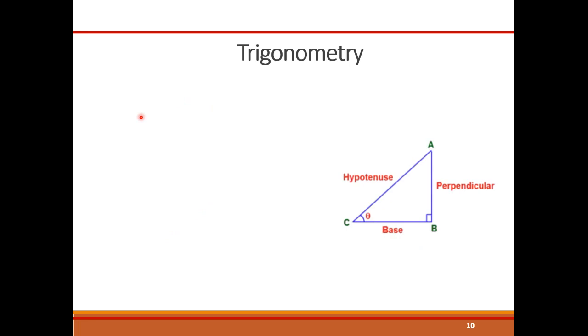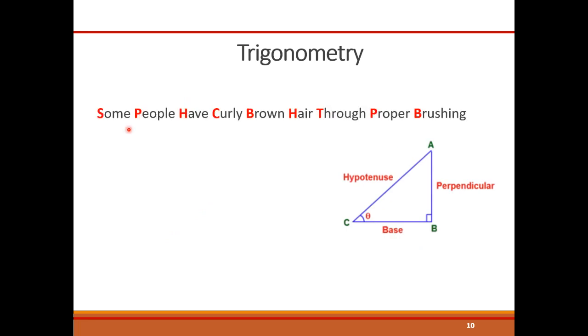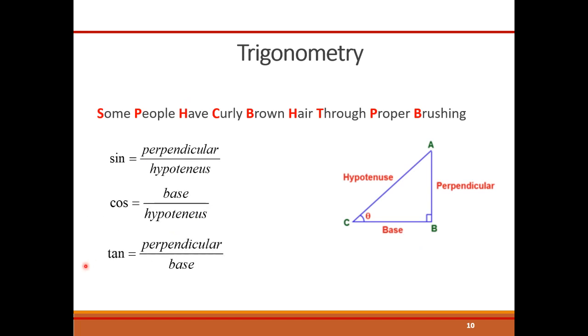Trigonometry. These are the identities you are already well familiar with. Sine is equal to perpendicular over hypotenuse, cos is equal to base over hypotenuse, and tan is equal to perpendicular over base.